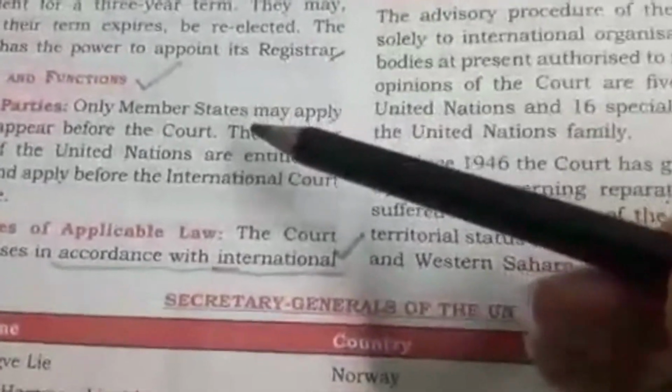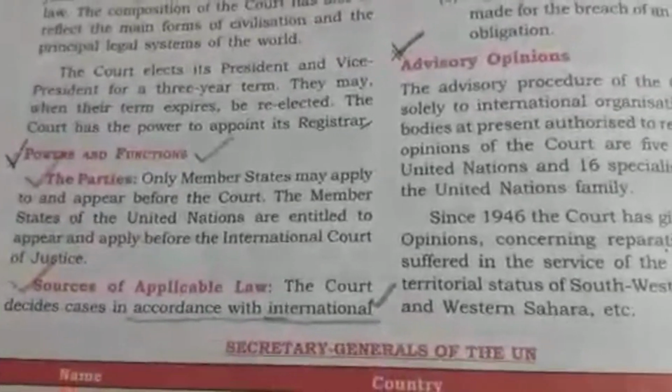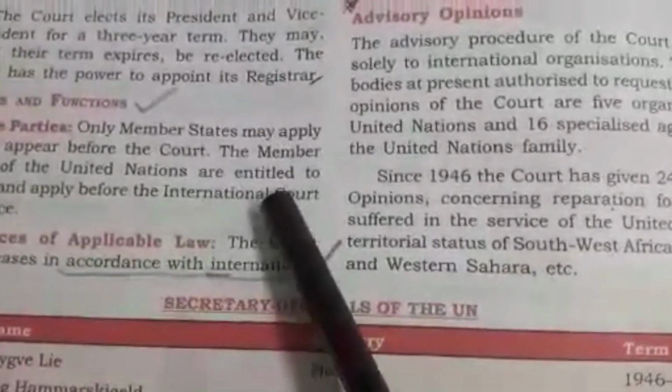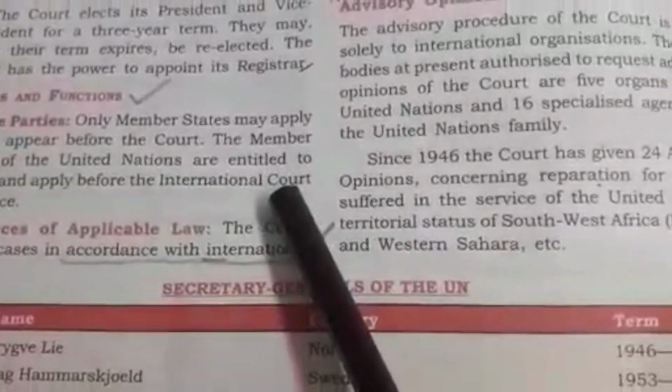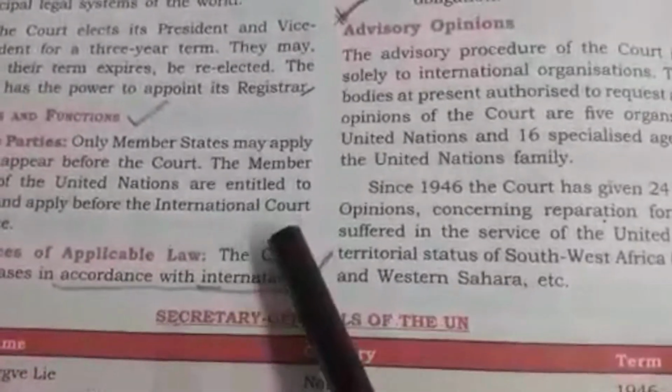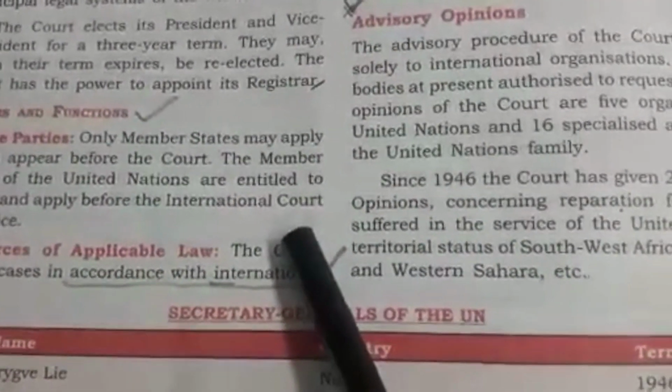Here the first word written is the parties. So here the parties means the opposing sides, the opposing countries are known as parties. And it is a court which deals with international law. So basically it deals with disputes between the member countries of the United Nations.